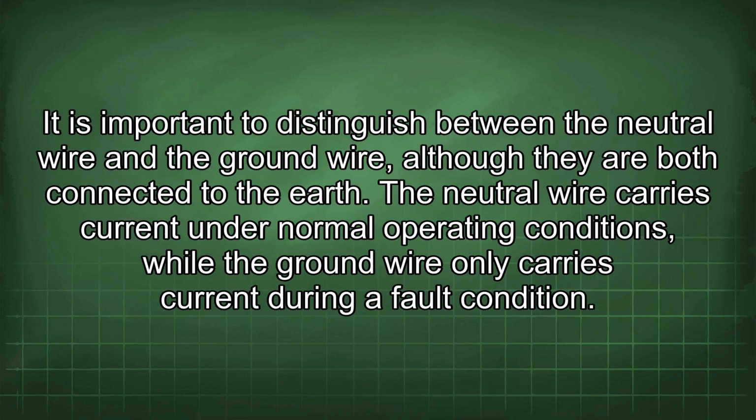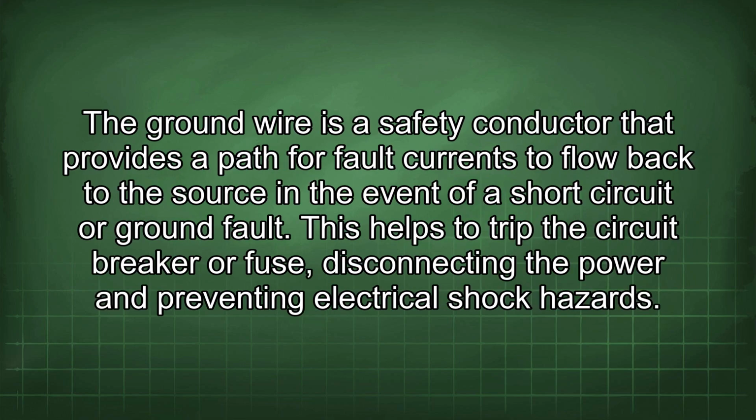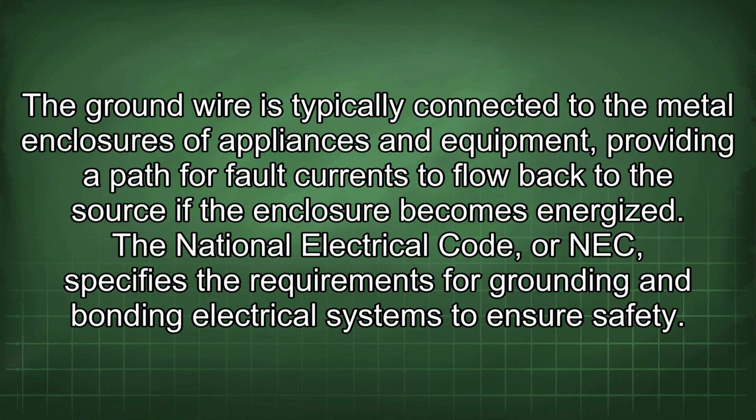It is important to distinguish between the neutral wire and the ground wire, although they are both connected to the earth. The neutral wire carries current under normal operating conditions, while the ground wire only carries current during a fault condition. The ground wire is a safety conductor that provides a path for fault currents to flow back to the source in the event of a short circuit or ground fault. This helps to trip the circuit breaker or fuse, disconnecting the power and preventing electrical shock hazards. The ground wire is typically connected to the metal enclosures of appliances and equipment, providing a path for fault currents to flow back to the source if the enclosure becomes energized.